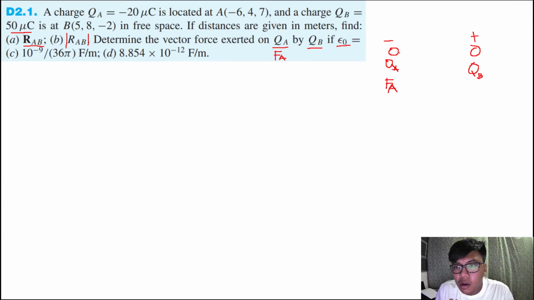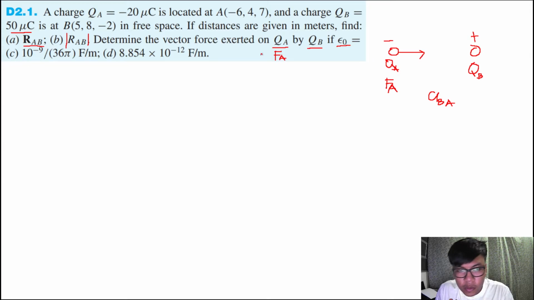Paano ba mangyayari? Okay, hatakin lang ni B si A. Di ba? Hinahatak ni B si A. Okay, si charge B nahatak si charge A. Kaya yung direction towards charge B. Okay, so ang ating unit vector dito is B to A. Okay, wag malilito, ano? B to A tayo.